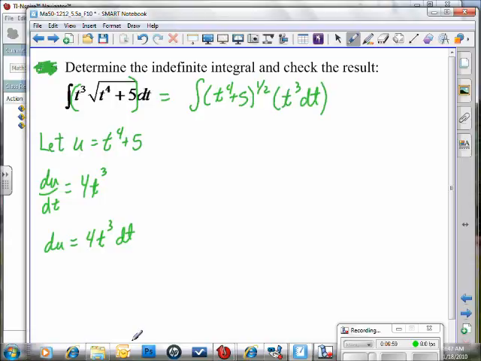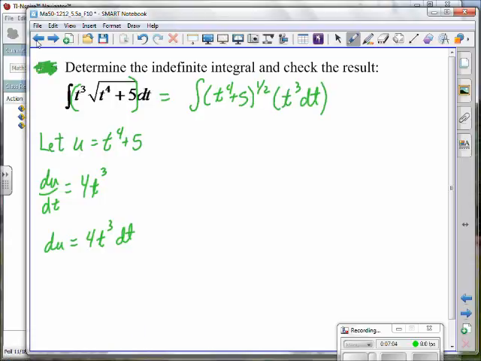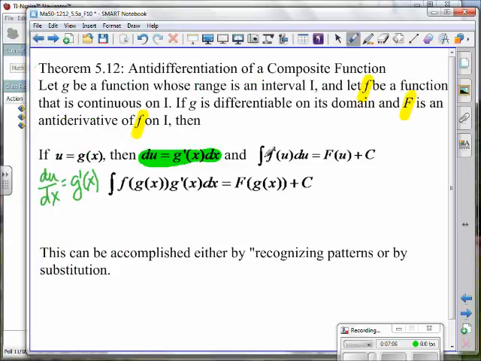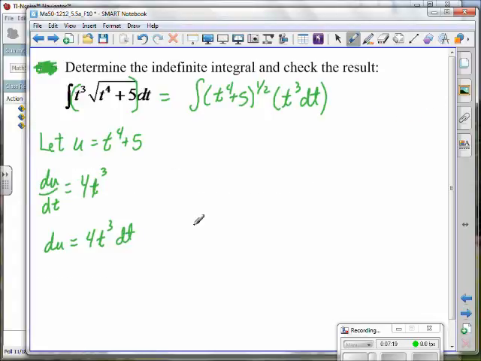What I would like to do, let's go back here. What I would like to do is to be able to write my integrand in terms of u with the differential du, because that's going to make it a simpler problem. So let's see if we can accomplish that. du could replace this whole thing. The problem is, I've got 4 here, and I don't have 4 up here.